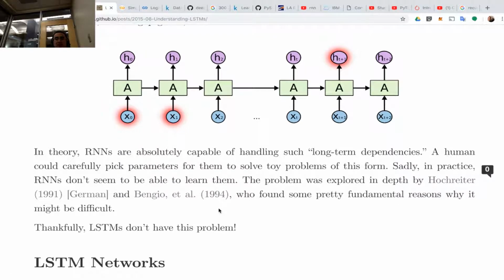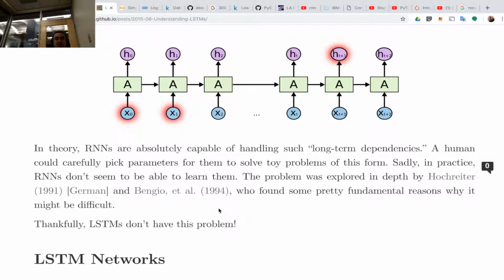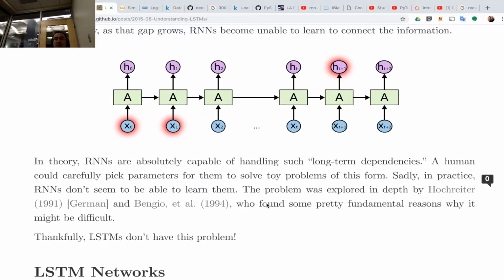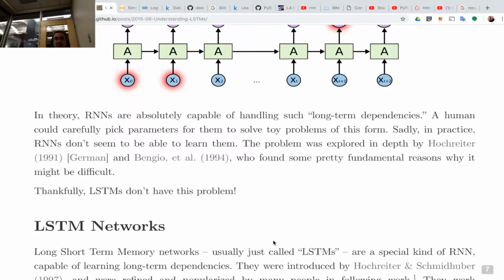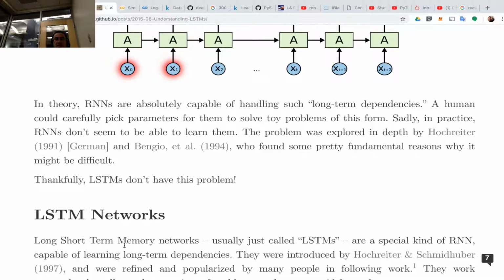The problem was explored in depth by Hochreiter, German, and Bengio. Okay, Bengio, he's a famous guy from Montreal University, one of the deep learning experts, right? Together with Geoffrey Hinton, Andrej Karpathy, and Andrew Ng, who found some pretty fundamental reasons why it might be difficult. Thankfully, LSTM don't have this problem. LSTM networks, long short-term memory networks, usually just called LSTMs.